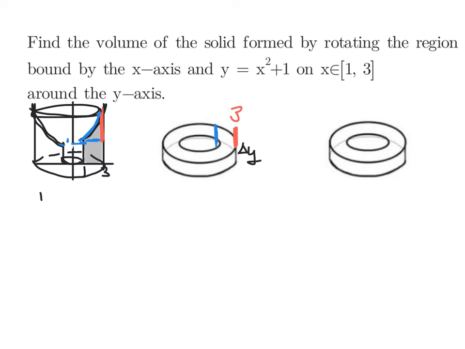But remember, we need to have this written in terms of y. Right now, we know that curve to be y equals x squared plus 1. So if we solve this for x, x will be plus or minus the square root of y minus 1. Since we're dealing with the right side, that's the positive square root.